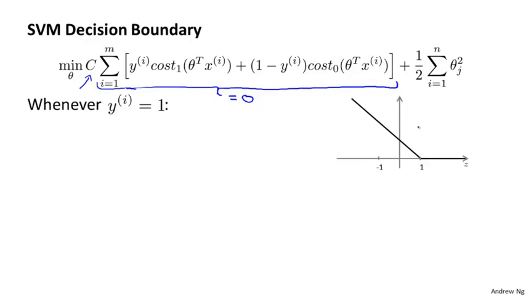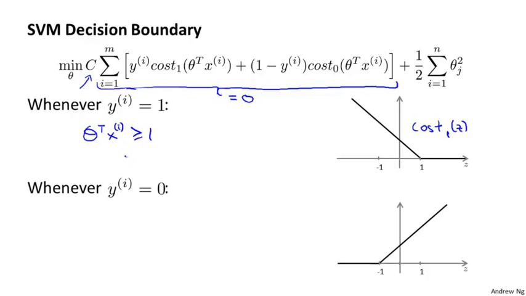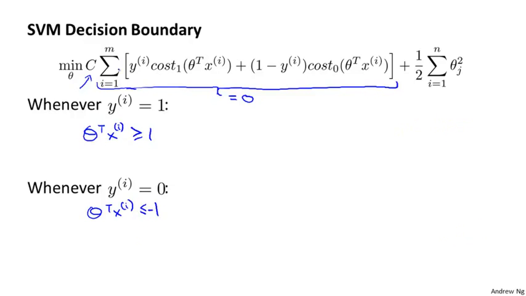So we saw already that whenever you have a training example with a label of y equals 1, if you want to make that first term 0, what you need is to find a value of theta so that theta transpose xi is greater than or equal to 1. And similarly, whenever we have an example with label 0, in order to make sure that cost0 of z is 0, we need that theta transpose xi is less than or equal to -1.